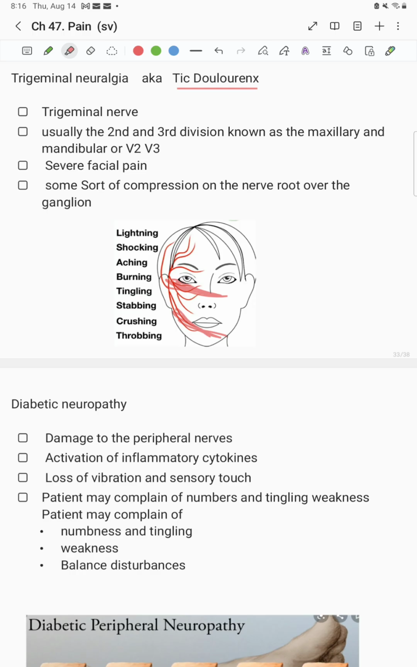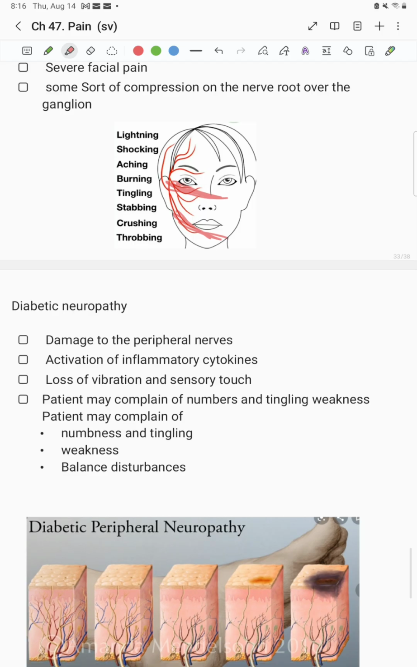It creates a lightning, shocking, aching, burning, tingling, stabbing, crushing, and throbbing pain. It is brutal. It does seem to respond somewhat well to manual therapy and needling to calm down the spasming, but overall these are difficult to manage.